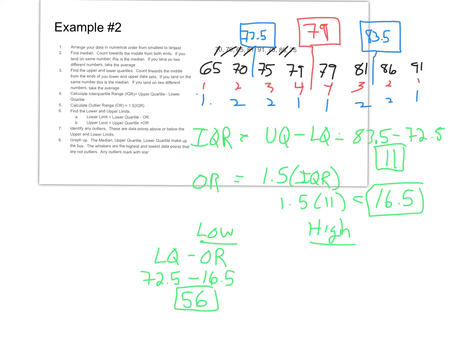Let's go to the high side. We're going to do the upper quartile plus the outlier range. So we're going to take 83.5 and add 16.5. So we're going to have 100. So we look at our data set. Do I have any data points above 100? The answer is no. So we don't have any outliers.